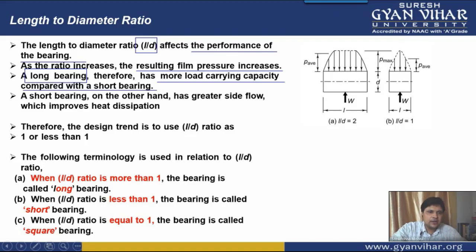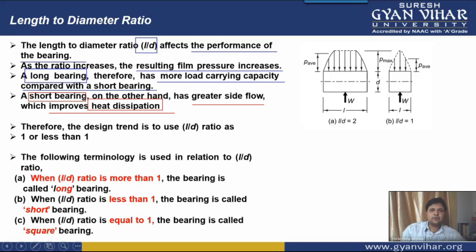While on the other hand, students, a short bearing is used because it has greater side flow, and it improves the heat dissipation. Now both have benefits. A long length to diameter ratio will give you larger load carrying capacity, while a short bearing, having a lesser value of length to diameter ratio, will give you greater side flow, and also it will improve the heat dissipation.